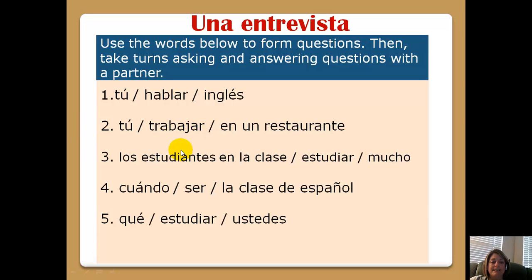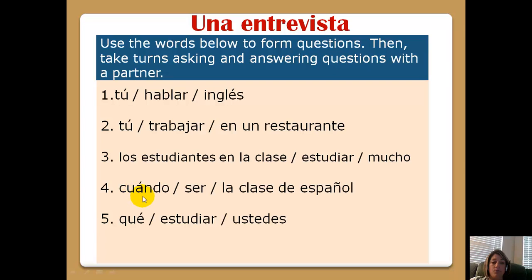Número 3. The students in class study a lot. So we're going to ask, do the students in class study a lot? ¿Los estudiantes en la clase estudian mucho? Or ¿estudian los estudiantes en la clase mucho? That was the verb first, then the subject. Or ¿estudian mucho los estudiantes en la clase?